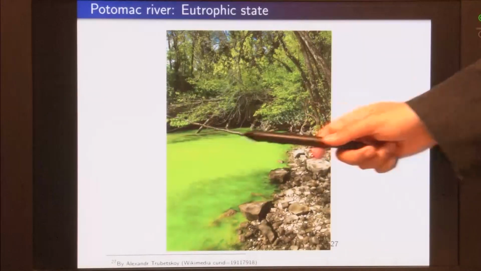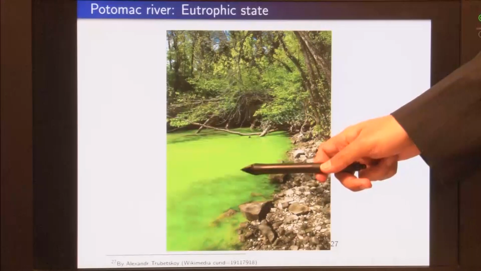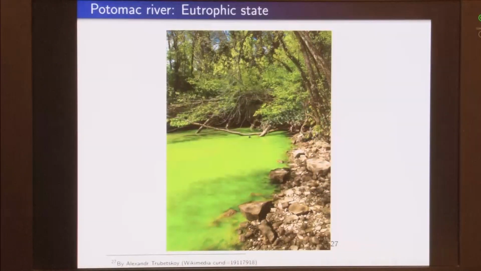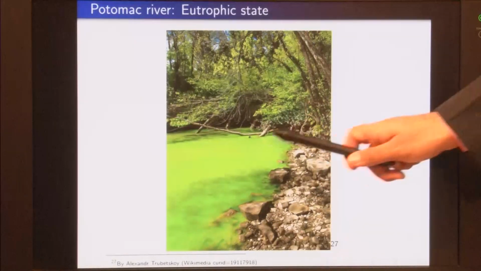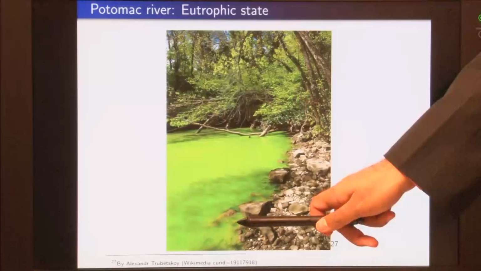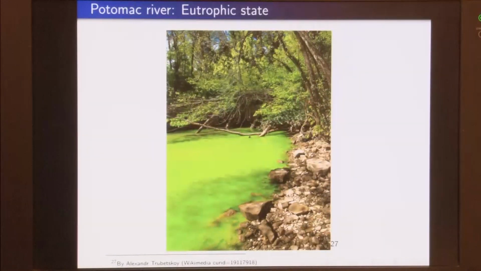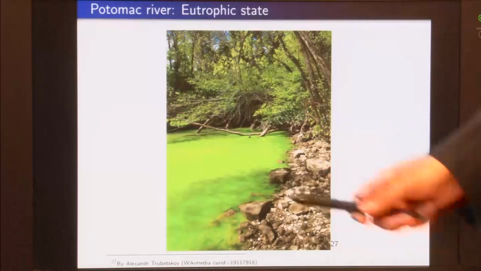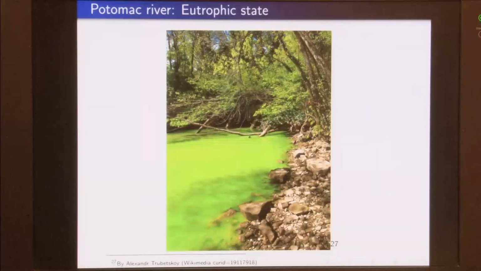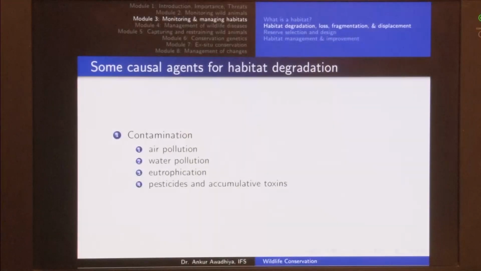So, when there is this huge algal bloom, the surface water becomes inaccessible to most of the animals, and when these algae die and drown into the water, their degradation eats up all the available oxygen in the water. So, the habitat becomes less suitable for a number of species. So, eutrophication, and also pesticides and accumulative toxins.